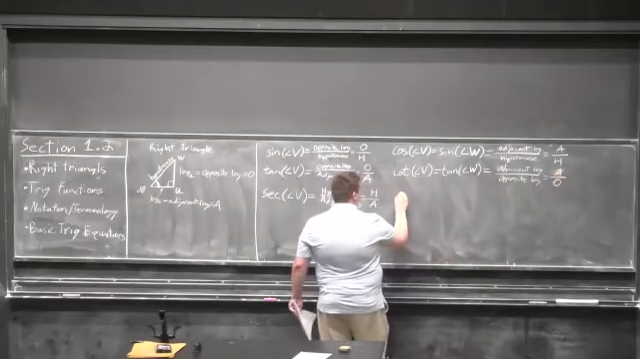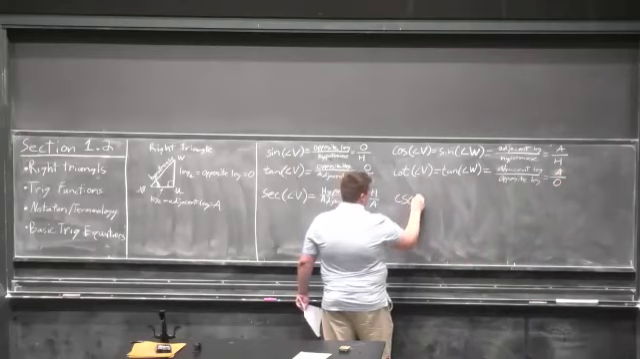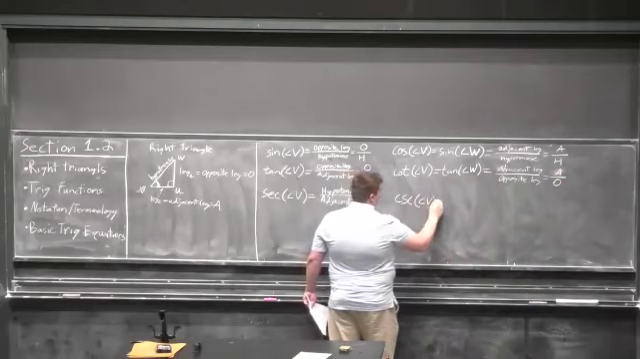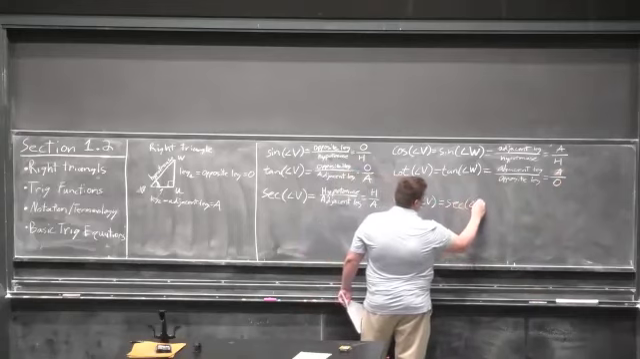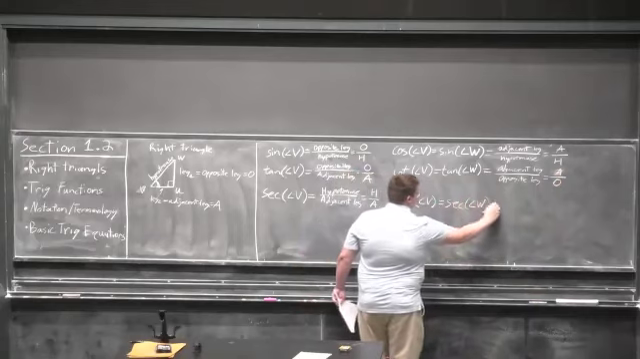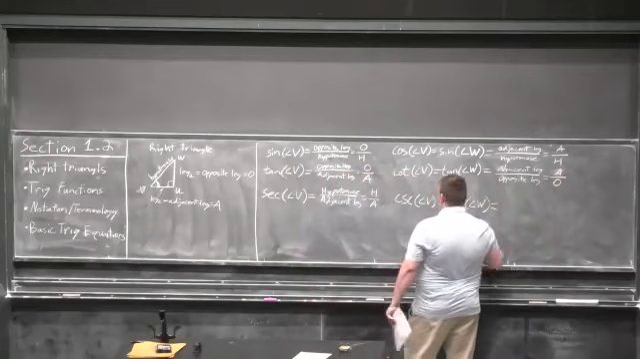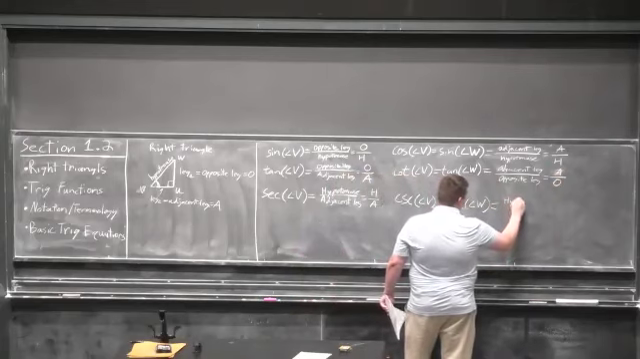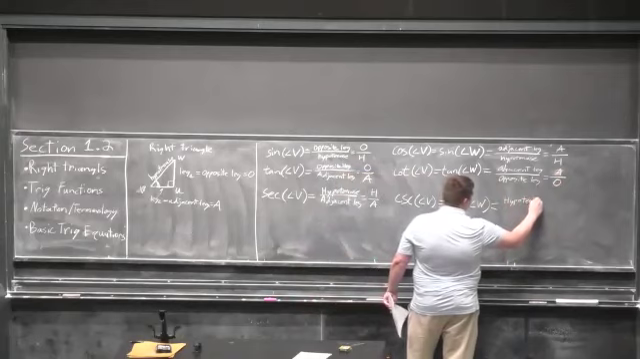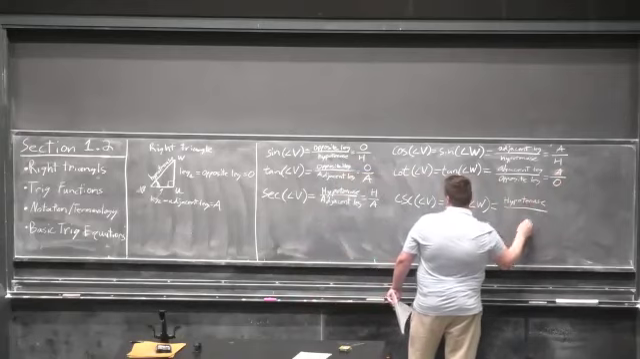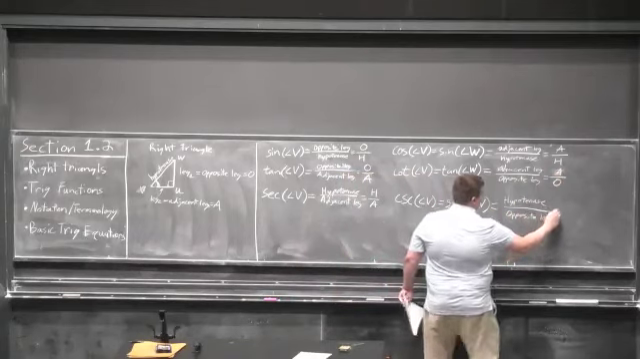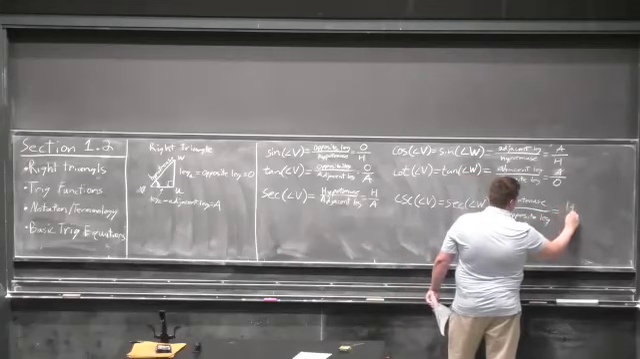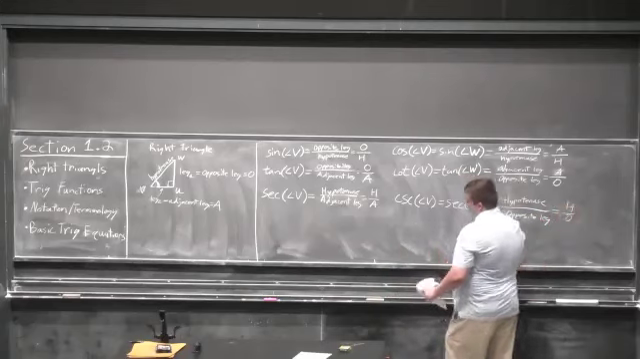And finally, I have cosecant of angle V, which is the secant of angle W, which equals hypotenuse over the opposite leg, which equals H over O.